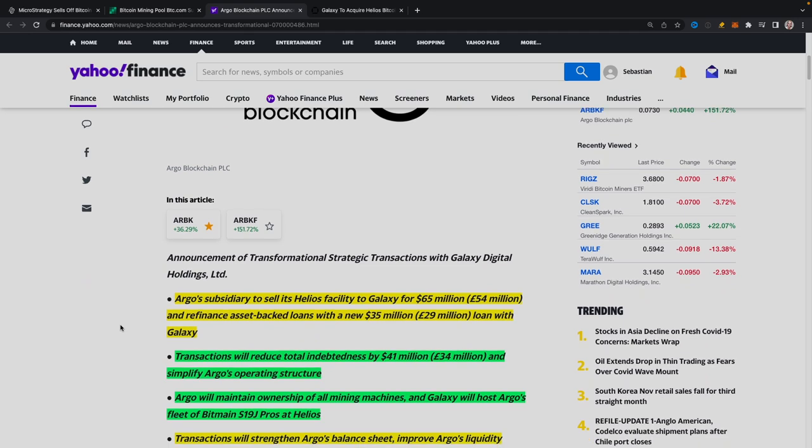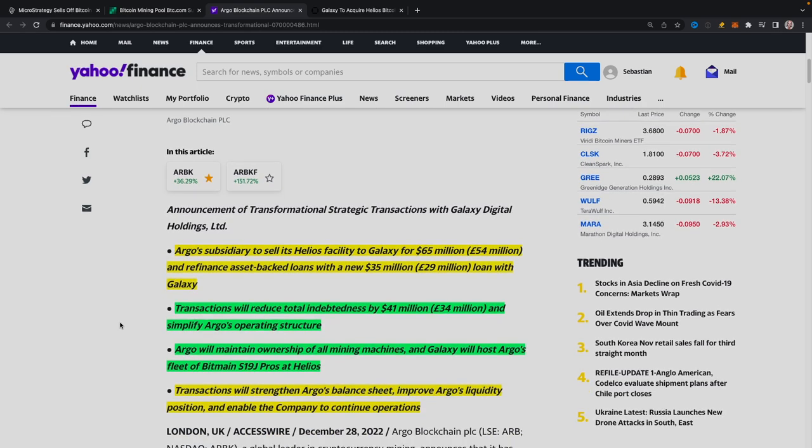So Argo subsidiary to sell its Helios facility to Galaxy for $65 million and refinance asset-backed loans with a new $35 million loan with Galaxy. So that's good. Transactions will reduce total indebtedness by $41 million and simplify Argo's operating structure. So that's also good there.